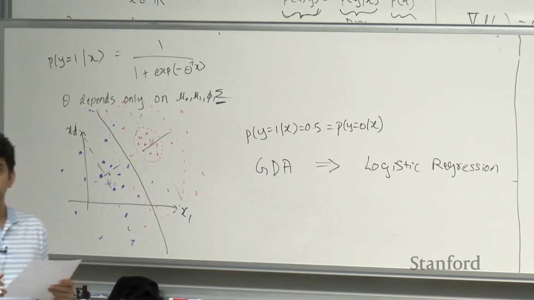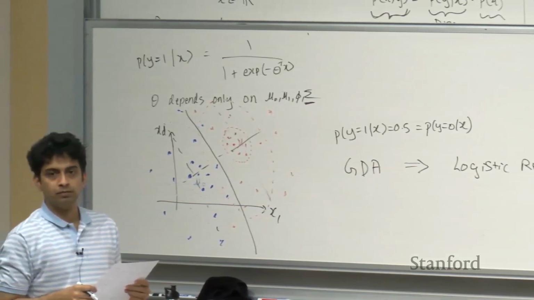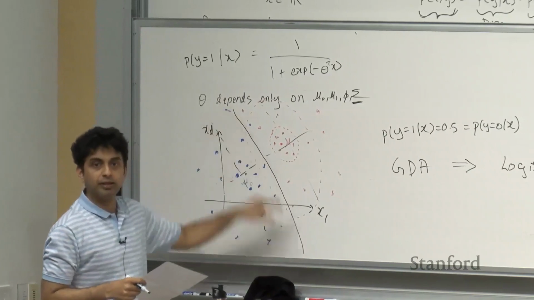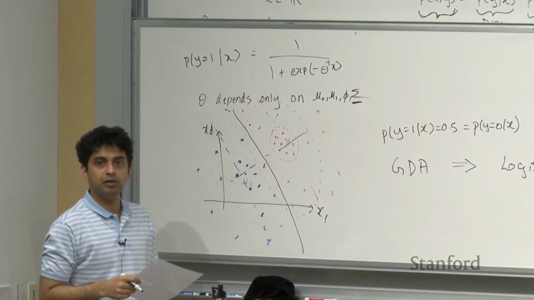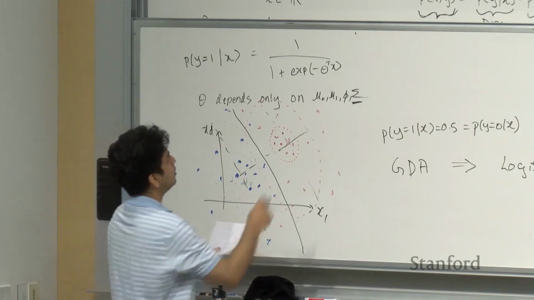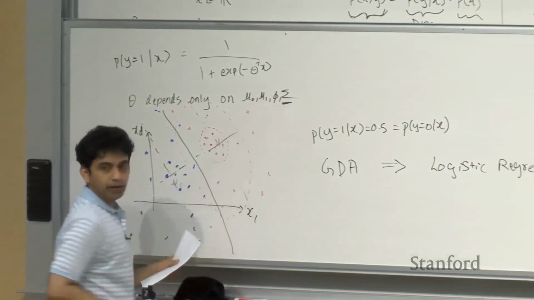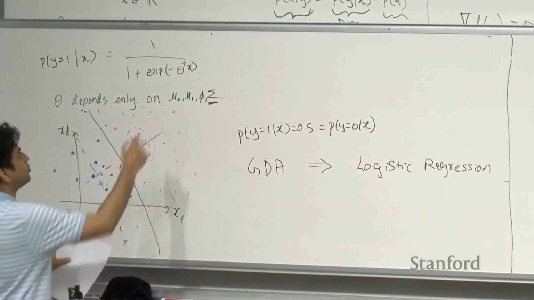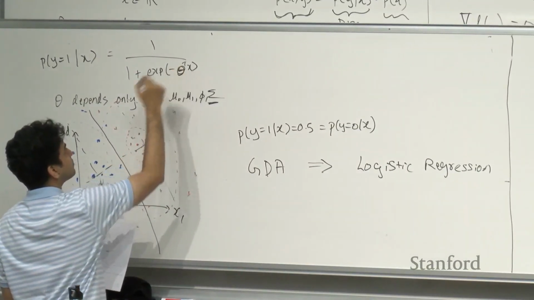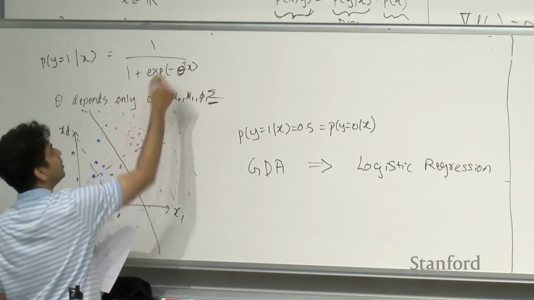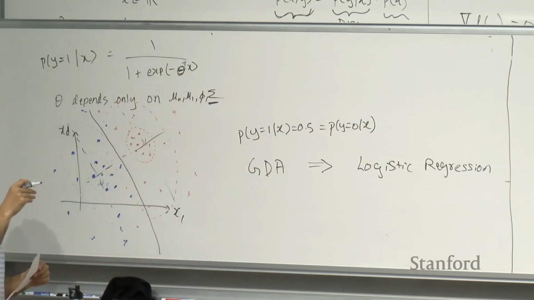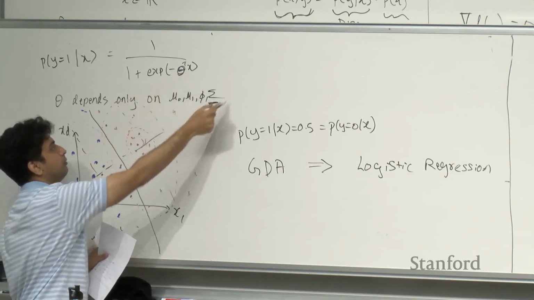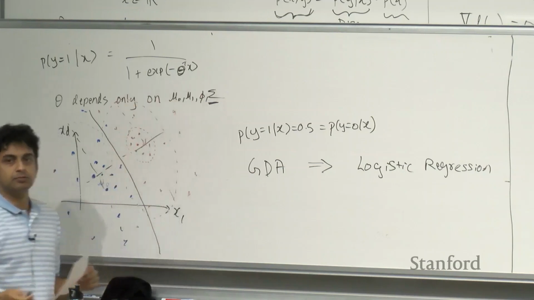Yes, question? So is the hyperplane dependent on phi? Does phi decide the hyperplane? Yes, phi also decides where the hyperplane will reside. It's going to depend on phi, mu naught, mu 1, and sigma, all the variables. Exactly. So this theta over here is vector valued, and the values of theta naught, theta 1, theta 2 will be a function of these parameters.